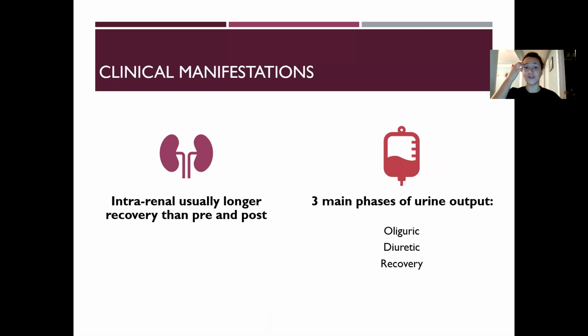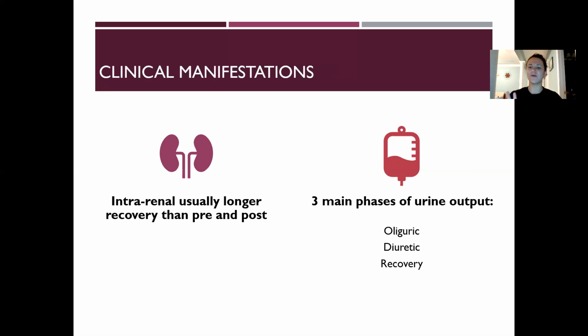When we talk about acute kidney injury, we're also going to delineate clinical manifestations, their symptomology, by 3 phases. And first of all, intrarenal kidney injury is usually a longer recovery. There's usually a deeper problem going on if it's actually affected the kidney cells themselves. So they can have a longer healing and recovery process than pre and post-renal injuries.